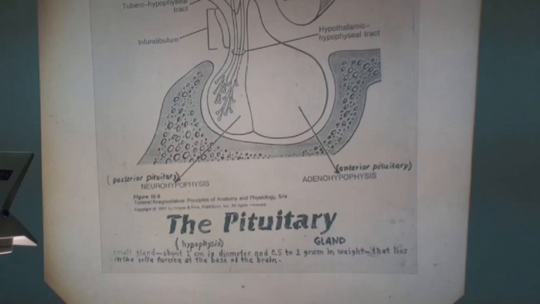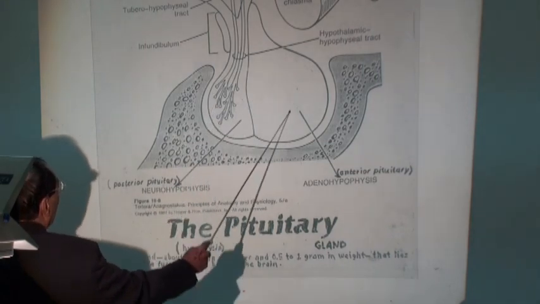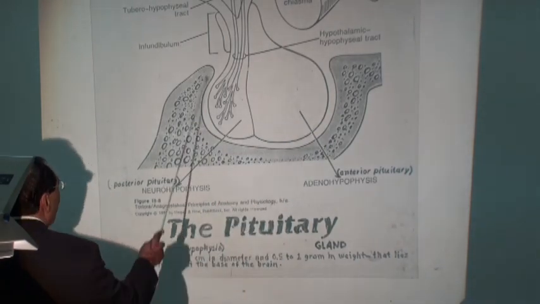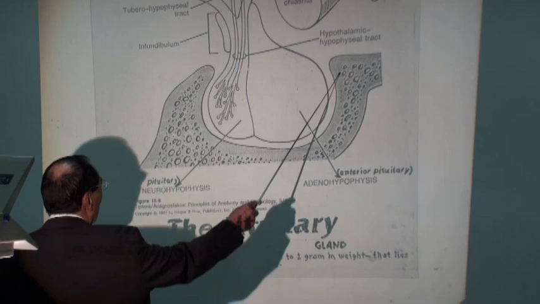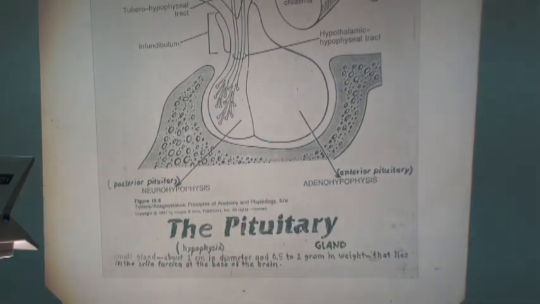Now we will discuss the endocrine glands. First, the pituitary gland or hypophysis. You see, this is the pituitary gland, a small gland, less than 1 gram. This gland is located in a cavity called the sella turcica at the base of the brain.